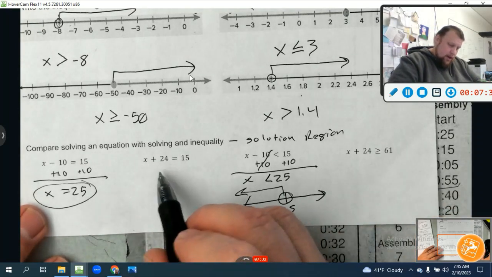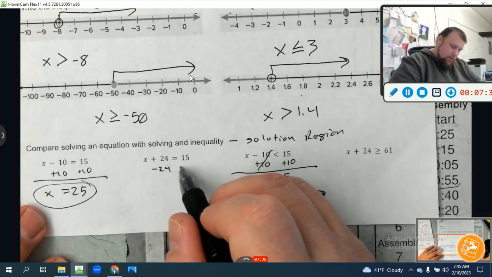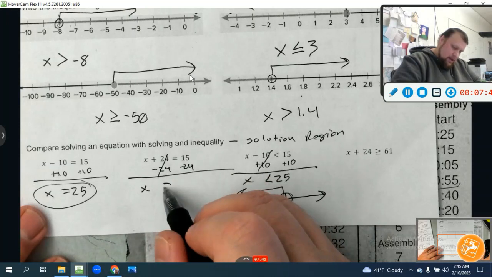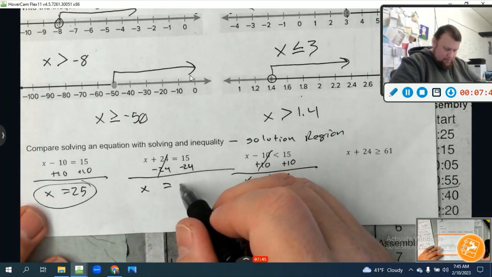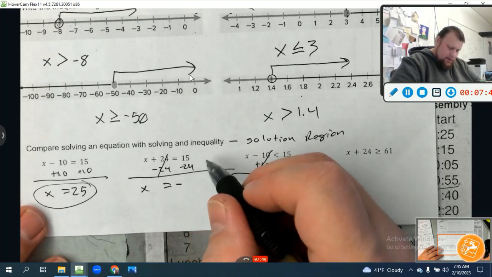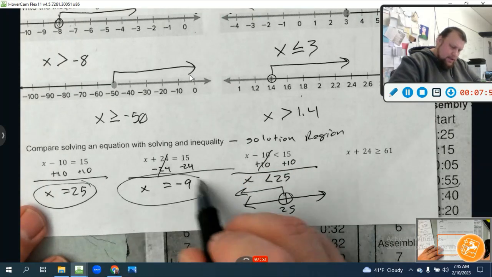All right, x plus 24 equals 15. So I'm going to subtract 24 from both sides. I get x equals, what is that? We know it's going to be negative, so let's just do 24 minus 15, which is 9. x equals -9, again, a single answer.